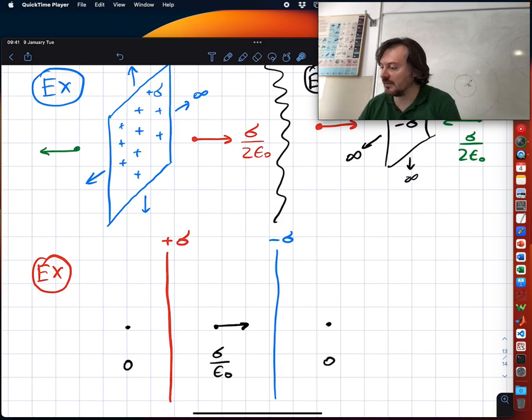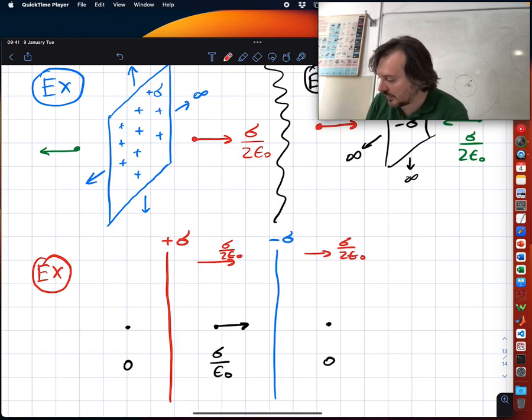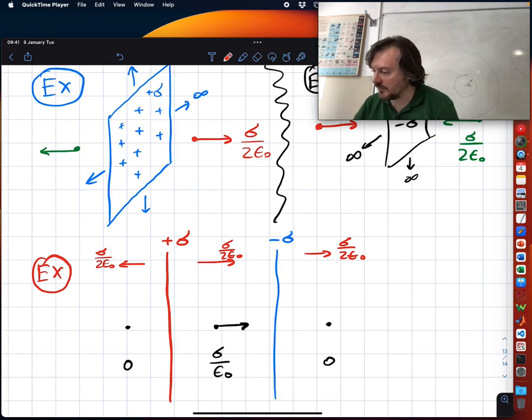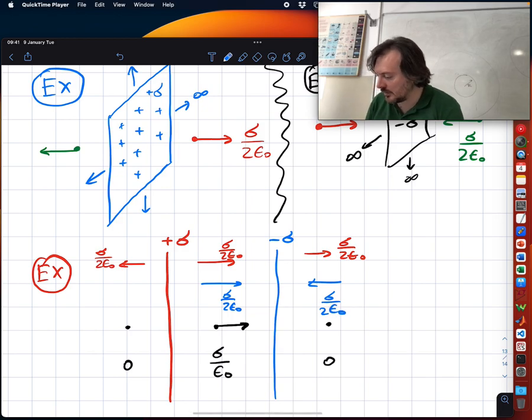They have an infinite range of effect. So basically what's going to happen is that everywhere here you would have sigma over 2 epsilon 0, and everywhere here you have sigma over 2 epsilon 0 pointing to the left. But because of the other one, everywhere here it's sigma over 2 epsilon 0 to the right, over here to the left. Are you following? Over here also to the right, pointing towards the negative charge.